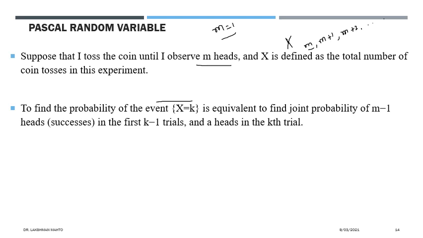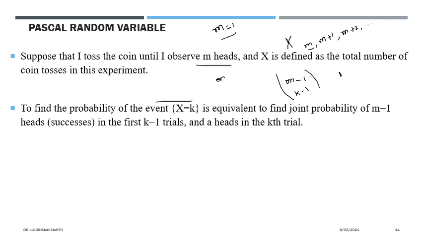To find the probability of this event, we can break this event of m successes into two parts. One part is m minus 1, and we are performing k trials in order to get m successes. So m minus 1 and 1 trial, the mth trial. X is observing k, that means exactly at the kth trial we are observing m number of successes. So m minus 1 successes we have already observed in how many trials? k minus 1 trials.